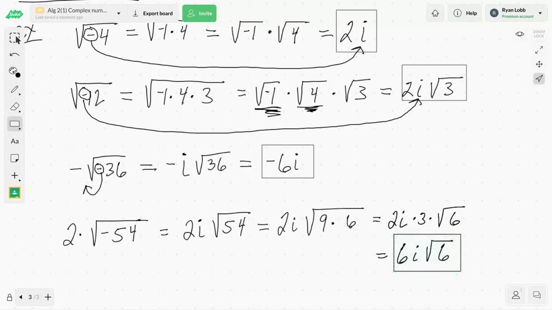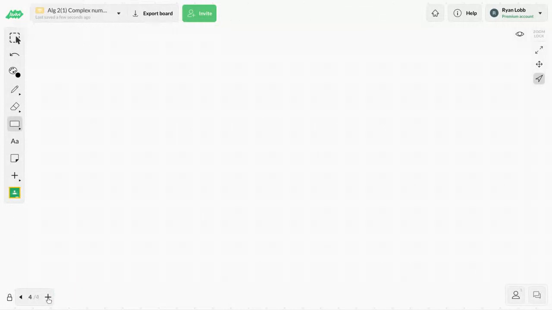So they're simplifying. Simplifying square roots where our radicand, the stuff under the square root, is a negative. All right, I'm moving on.